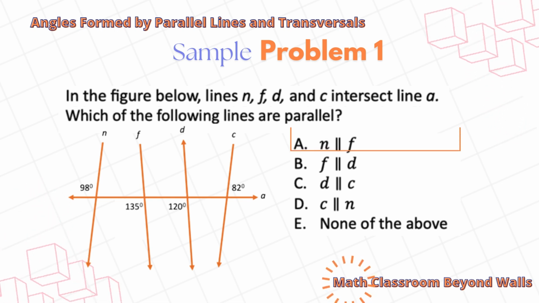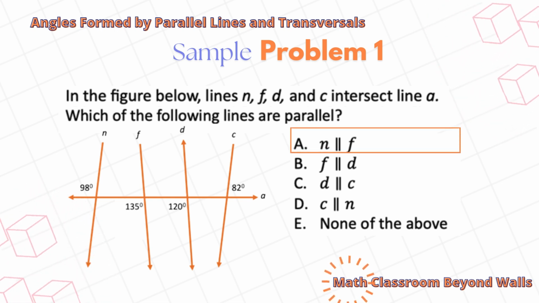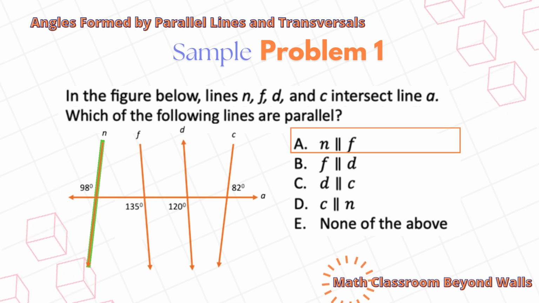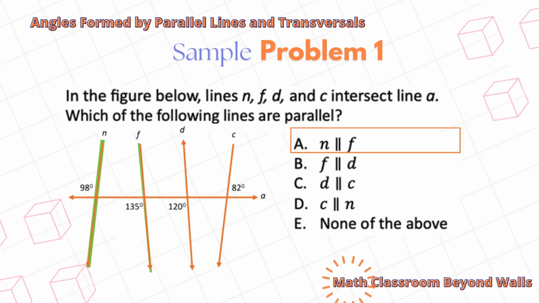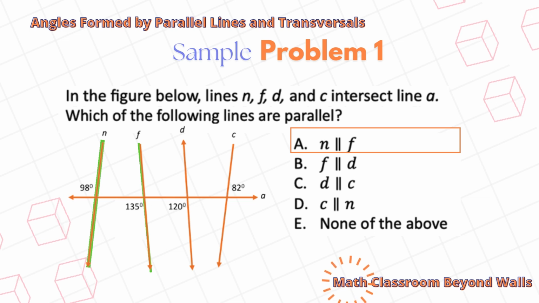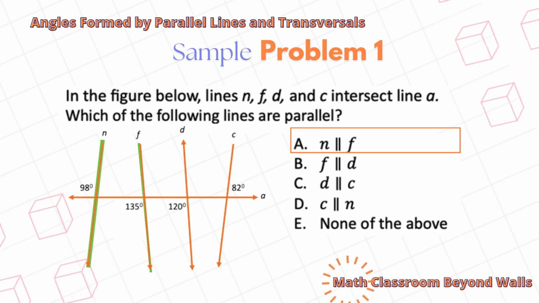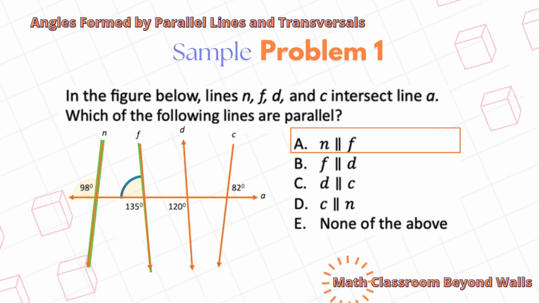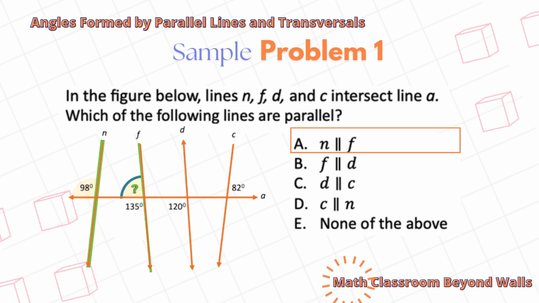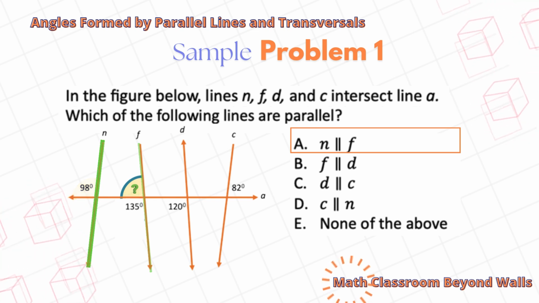Let us start with option A. Line N is parallel to line F. Look at the figure, learners. Between line N and line F, these angles are corresponding angles. That means that we must know the measure of this angle that is adjacent to the 135-degree angle.